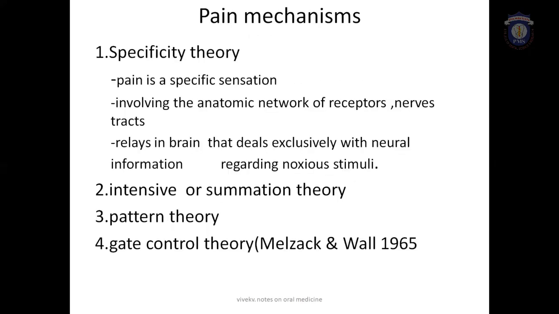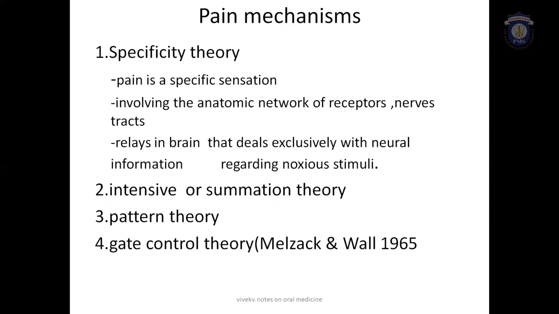There are different types of pain mechanisms involved. It started with specificity theory. Specificity theory means that pain is a very specific sensation. It involves the anatomical network of receptors, nerves, and tracts. The stimuli transmitted through this anatomical network is relayed in the brain that deals exclusively with neural information regarding noxious stimuli.